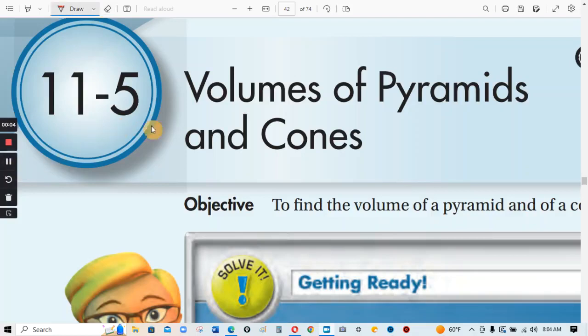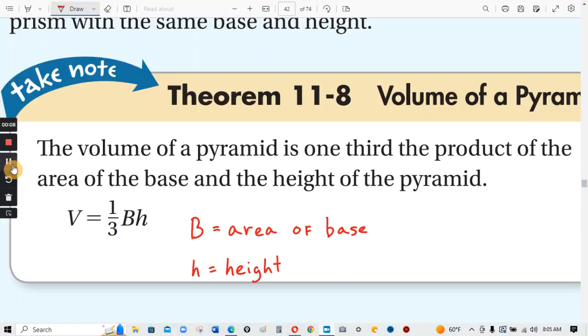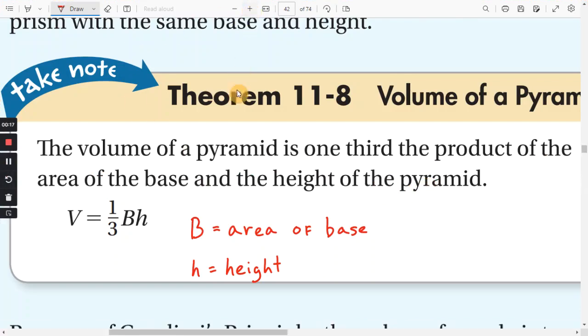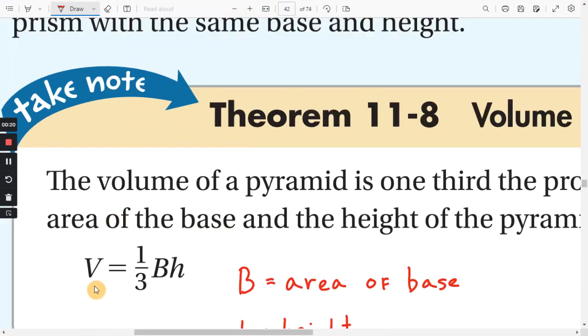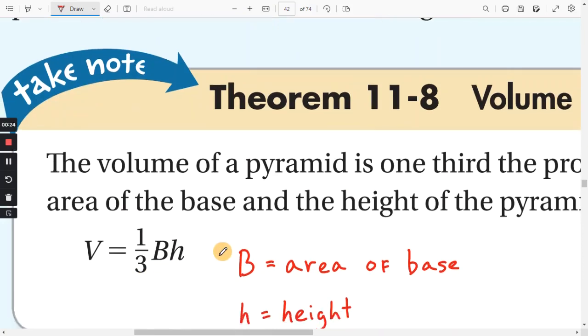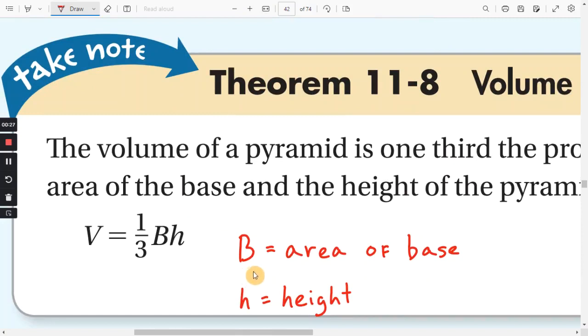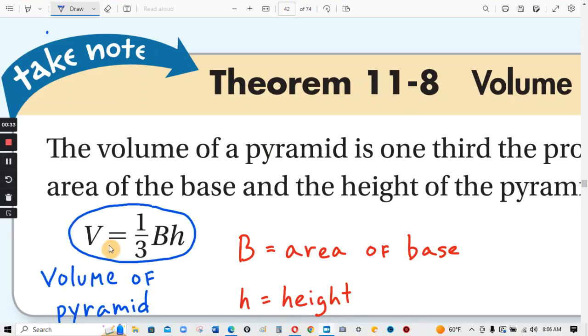Chapter 11-5, volumes of pyramids and cones. All right, so the volume of a pyramid is 1/3 the product of the area of the base and the height of the pyramid. So this right here, V equals 1/3 times capital B times H, is the formula. Capital B is the area of the base and H equals the height. So this equation right here is for the volume of a pyramid.